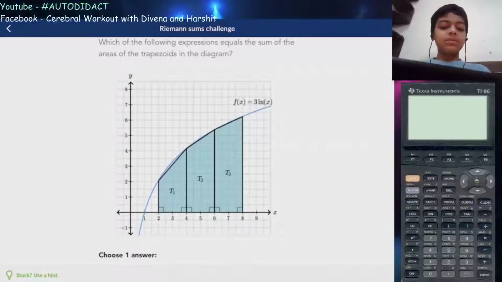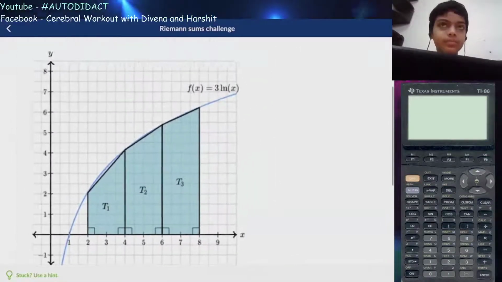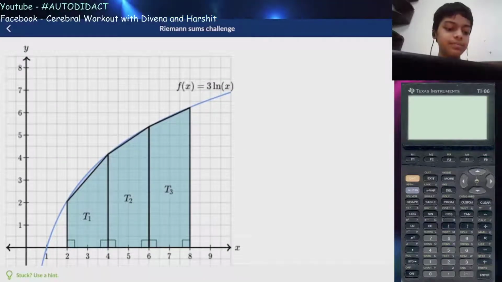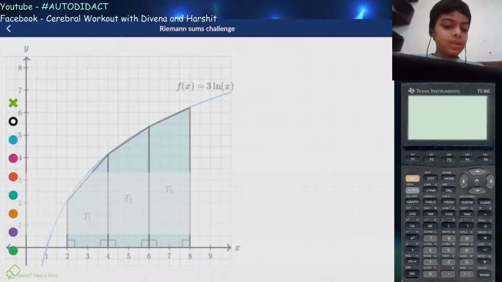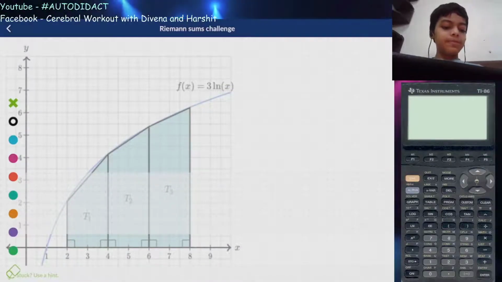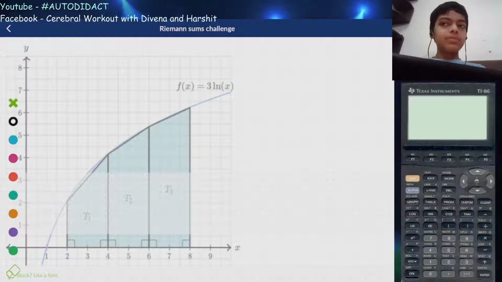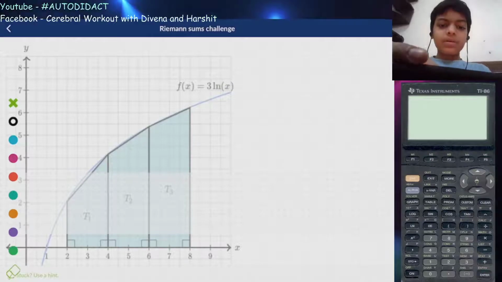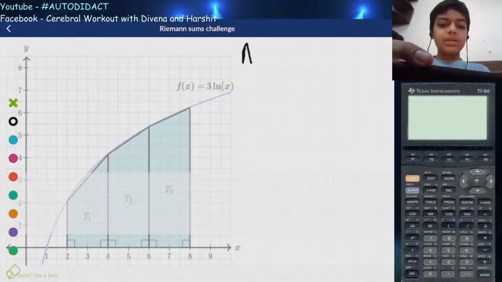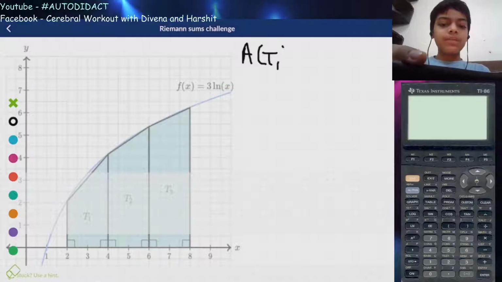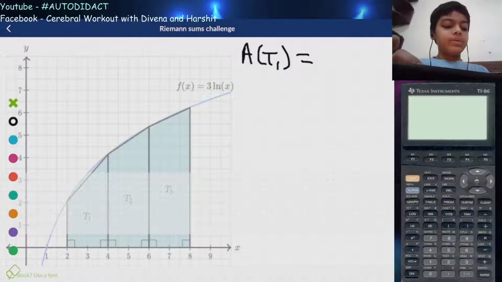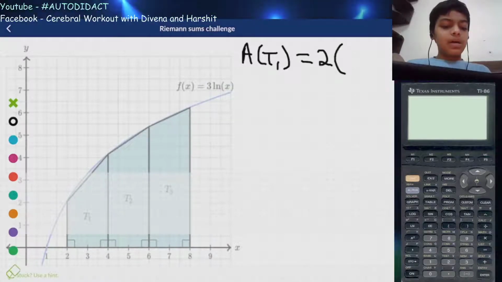Let's calculate the area. Okay, so first let's find the area of the first trapezoid. Its delta x is equal to 2. So the area of the first trapezoid is equal to 2 times f of 2.